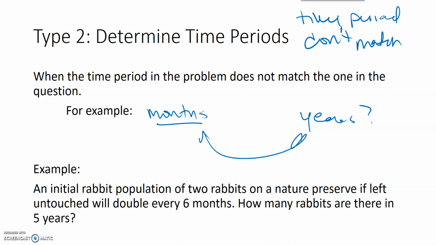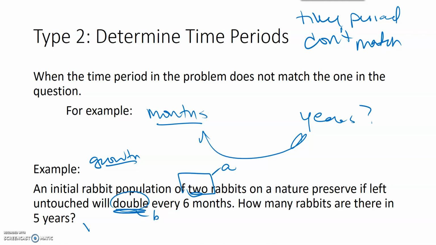It says an initial rabbit population of 2 rabbits on a nature preserve, if left untouched, will double every 6 months. Okay. So first read through, I got to read the question still. How many rabbits are there in 5 years? First read through, double. This tells me that this problem is growth. It's getting bigger. Okay. Second read through, we're identifying A and B now. An initial rabbit population of 2. Okay, so there's my A. Rabbits on a nature preserve, if left untouched, will double, there's B, every 6 months.